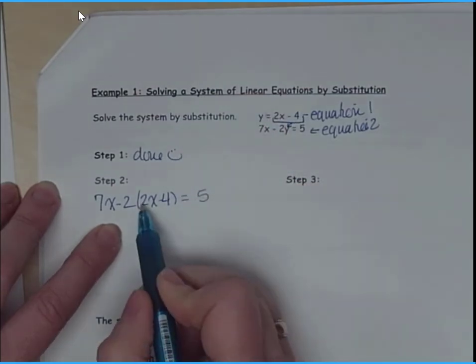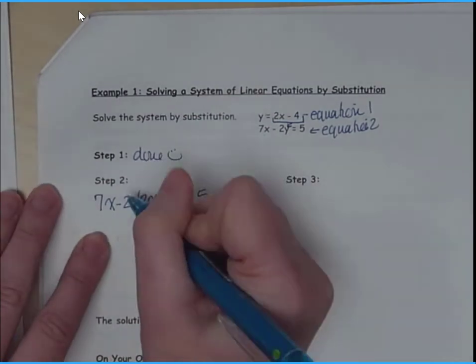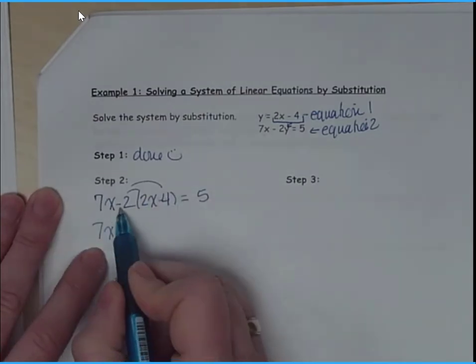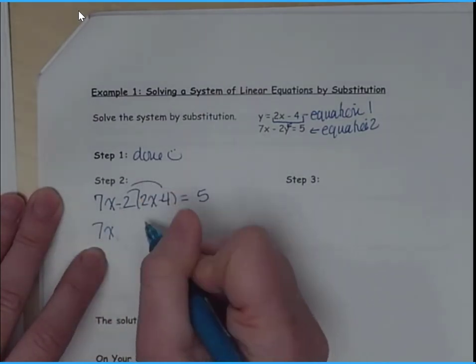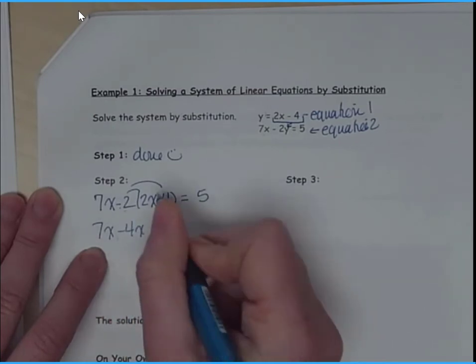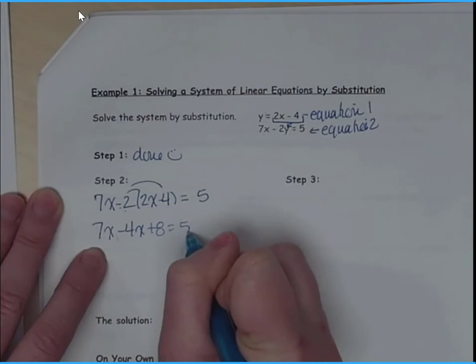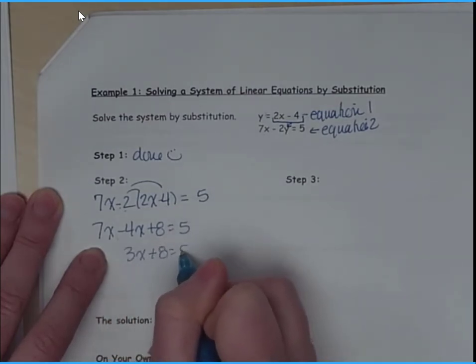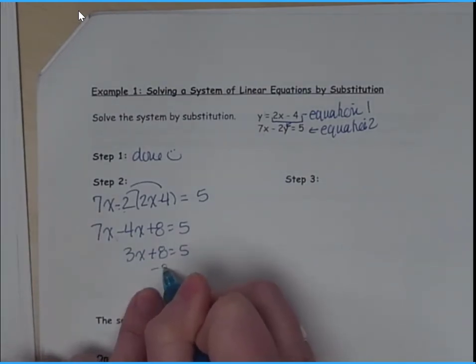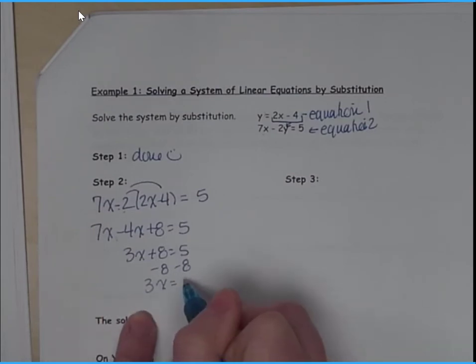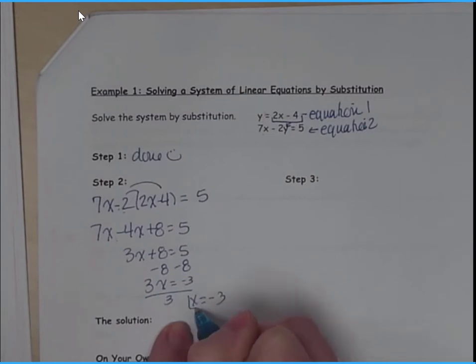Now that I have a new equation, I'm going to solve for x. First, I'm going to distribute here. So I have 7x. Now think about this as a negative again. -2 times 2x is -4x. -2 times -4 is +8. Next, I'm going to combine my like terms. So I have 3x plus 8 equals 5. I'm going to solve for x by isolating and balancing. So I end up with x equals -3.